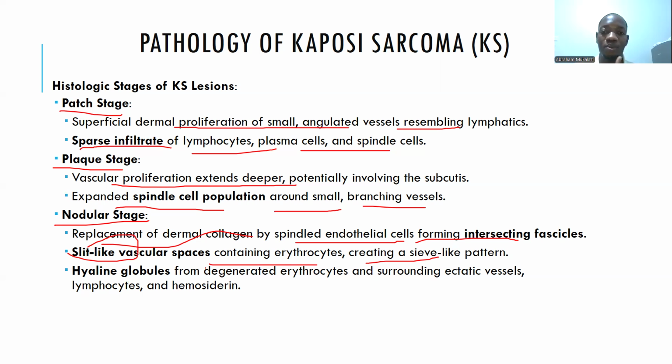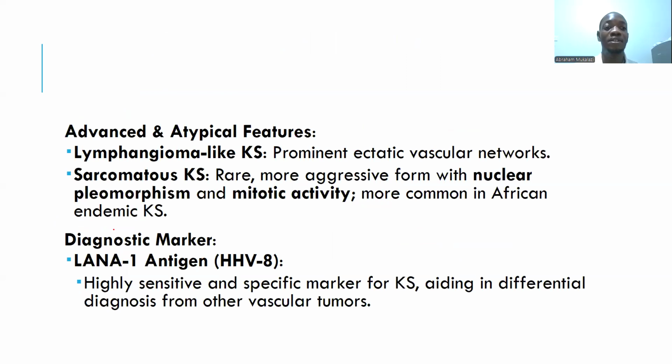So the challenge is when you are taking off a sample for KS, especially if it's involving the lower limb, this is one of the hardest histology to read. Oftentimes, they will give you nonspecific findings. You may need to take off multiple samples from multiple sites so that you actually capture the typical picture in KS. So in advanced cases and atypical forms, you can get the lymphangioma-like KS, in which case you'll get prominent ectatic vascular networks.